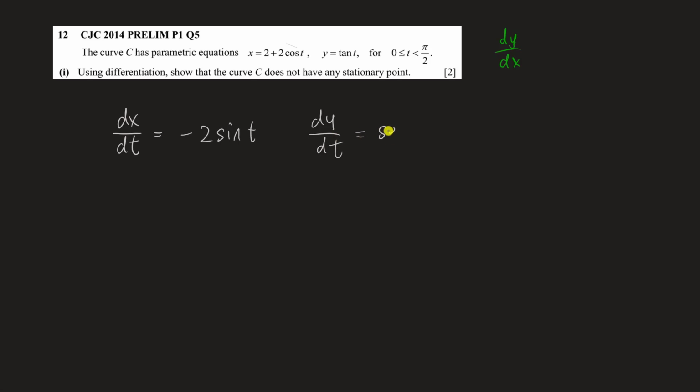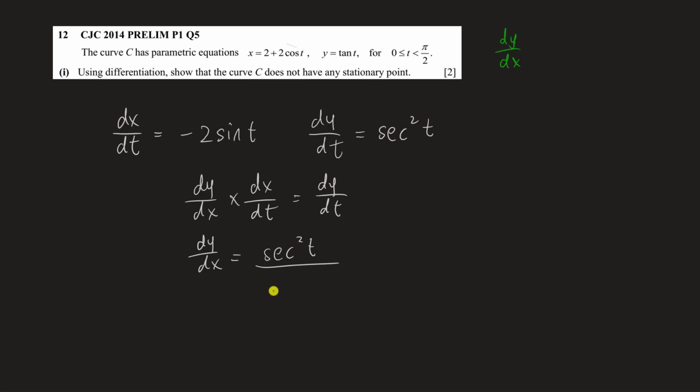It will give us secant square t. So to find dy/dx, we will use the chain rule here by creating this, right? dy/dx multiplied by dx/dt will give us dy/dt. To find dy/dx, all we need to do is bring this over to the right-hand side and divide. dy/dx will be dy/dt divided by -2 sine t.